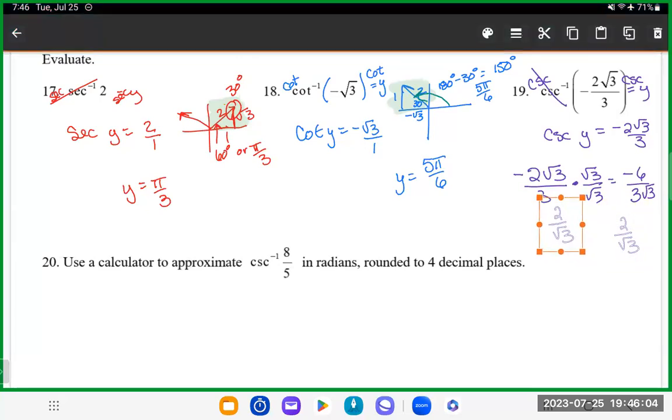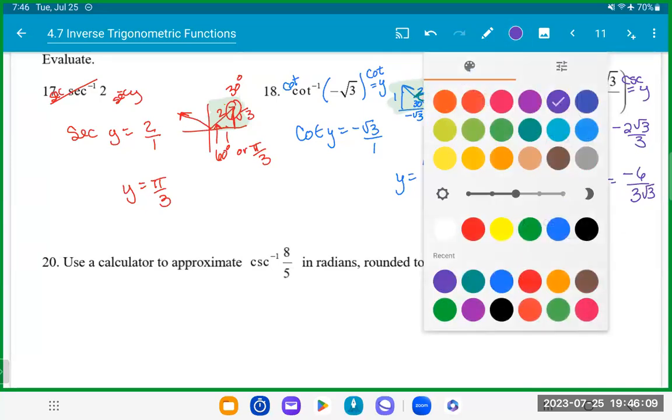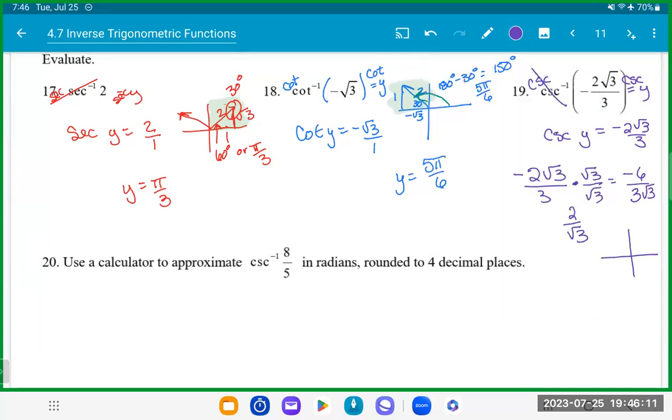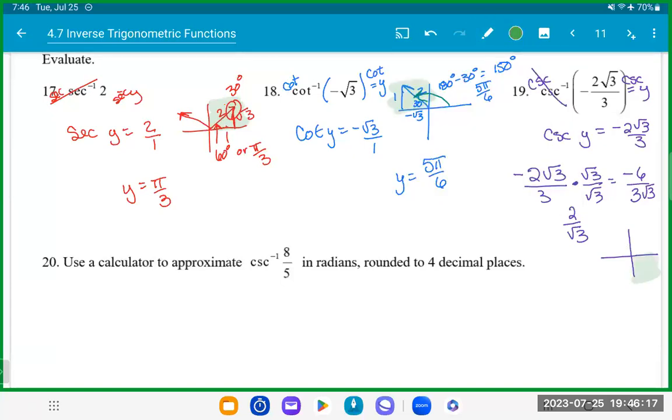And then this will reduce to 2 over the square root of 3, right? So if this is 2 over the square root of 3, then when I put that into my thing here, I'm going to be in the fourth quadrant because we're negative here, right?